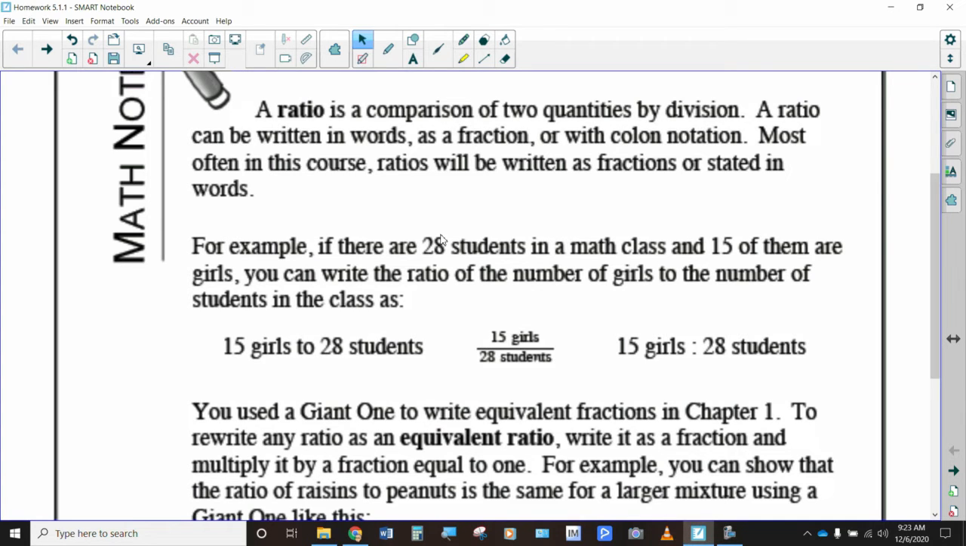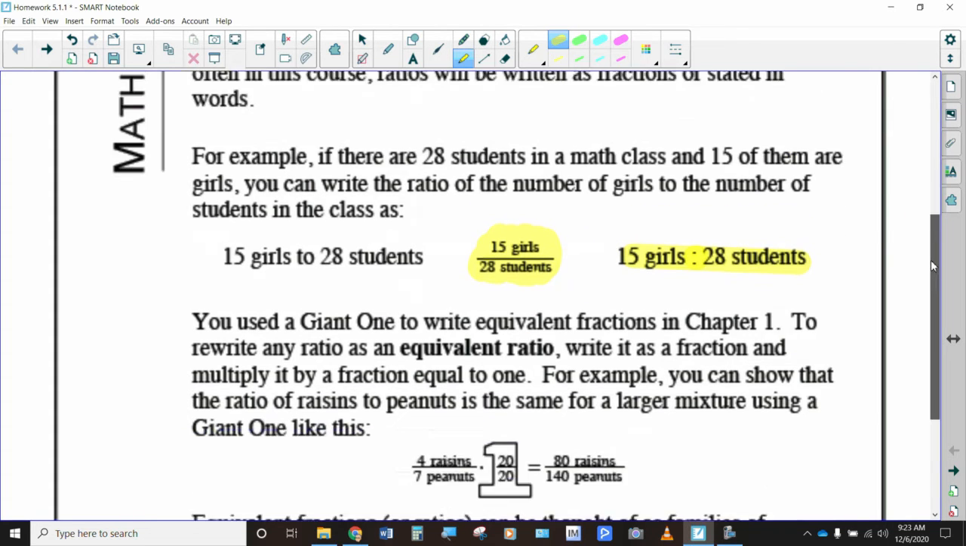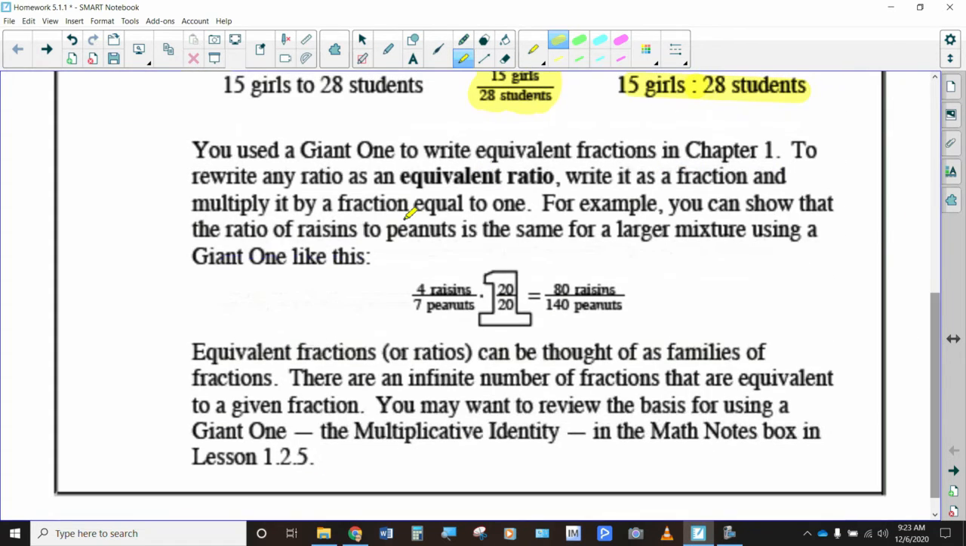Well, ratios are just a comparison of two quantities, and it can be shown as a fraction. It can be shown using words. It can be shown using the little colon kind of an idea. But the one that we're going to be using the most is when we put it into fraction form, and we can employ proportional reasoning. That's the word I'm looking for. Sorry, stumbled on that word a little bit. So you use a giant one to find an equivalent ratio.